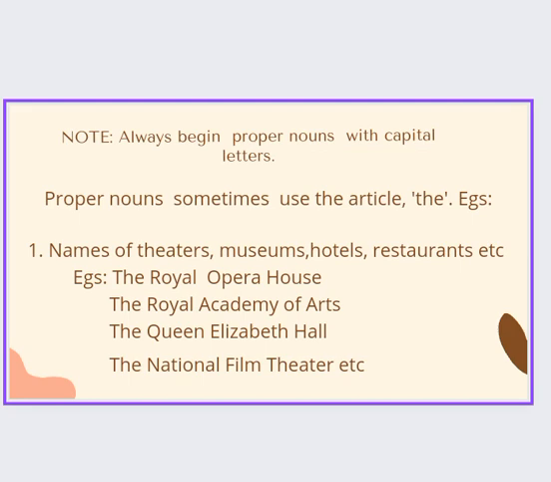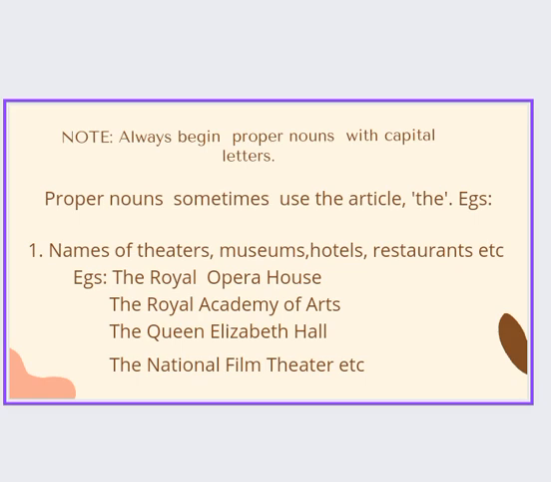Now, we can also say that proper nouns sometimes use the article "the". It is not always the case. Like the examples that we gave, we have Amma, Philip, Richard, and all those names. Though they are proper nouns, we don't add the article to them. But we also have some proper nouns that come with the article "the". Now let's look at some examples.